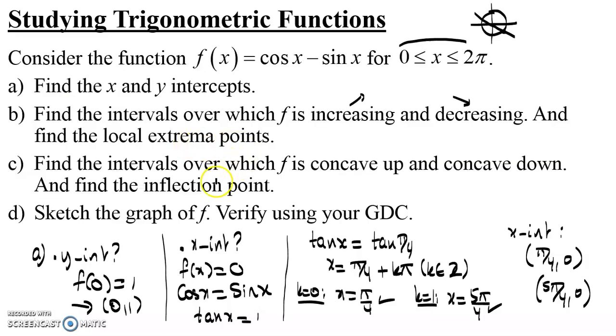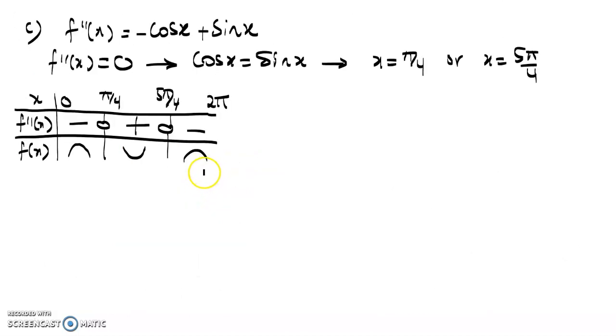Now the question does ask for the inflection points. By definition, points of inflection are the points where the function changes concavity. You'd notice that here it's concave down, then concave up. So at pi over 4, the function did change concavity, so we have a point of inflection here. Similarly, at 5 pi over 4, the function did undergo a change of concavity, so we also have a point of inflection there.